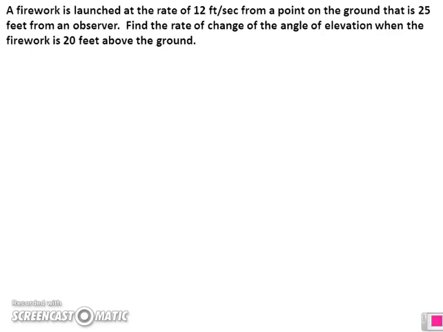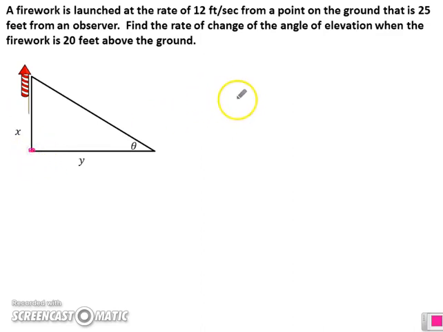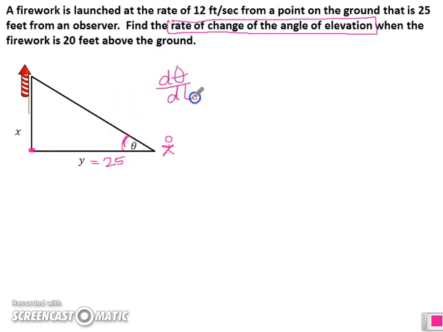Okay, so let's see what we have here. Here's the situation. Firework let off at a certain point that is 25 feet away from a person. So y is going to be 25 in this case. And the question is asking to find the rate of change in the angle of elevation. So that's this guy. When the firework is 20 feet above the ground, so that would be x would equal 20.